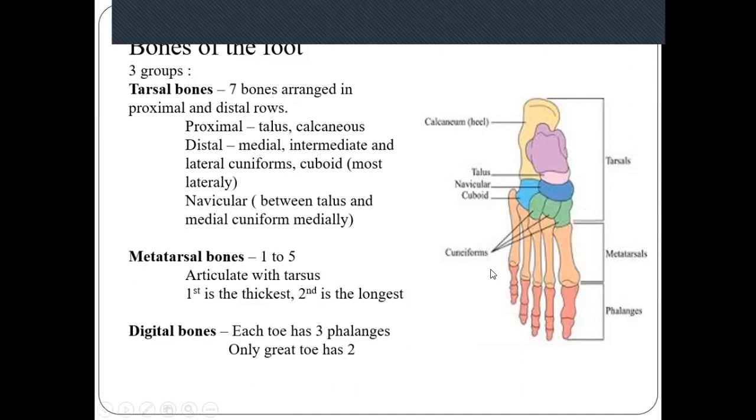And the third group is the digital bones. All the digits have 3 phalanges, apart from the first one, the great toe, which has only 2 bones. Okay.